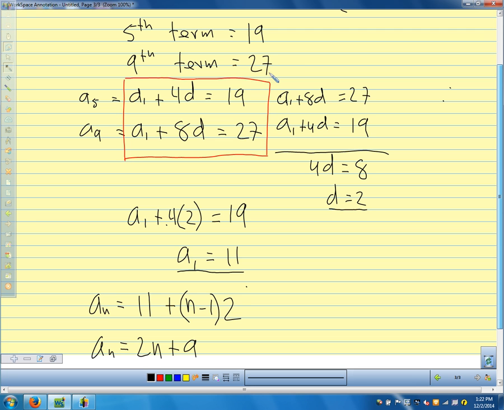So anytime we have a problem like this, we can set up a system of equations. Does anybody see a different way we could go about this?